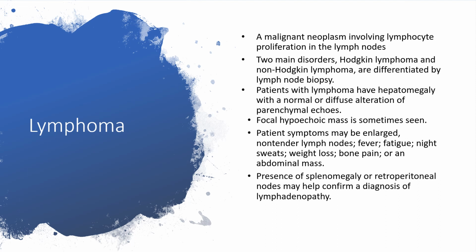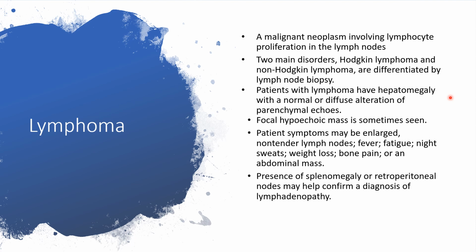Next up is lymphoma. This is also a malignant neoplasm that involves lymphocyte proliferation in the lymph nodes. We've got two different kinds, Hodgkin's lymphoma and non-Hodgkin's lymphoma, and they're differentiated through biopsy. There's no other way to tell them apart, especially not with ultrasound. Often patients who have lymphoma are going to have hepatomegaly with normal or diffuse alteration of the parenchyma. So they may have diffuse liver disease in conjunction with the lymphoma.